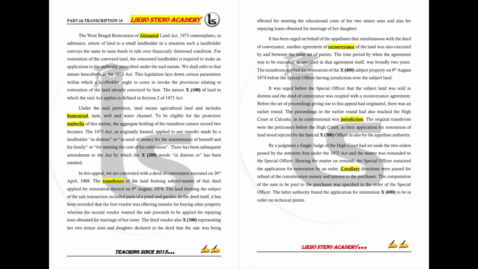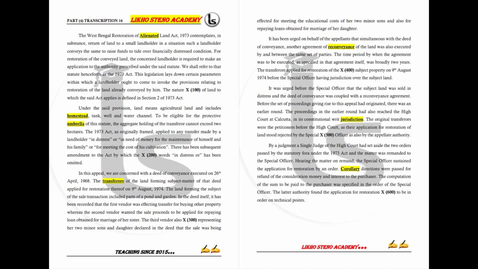The 1973 Act, as originally framed, applied to any transfer made by a landholder in distress or in need of money for the maintenance of himself and his family, or for meeting the cost of his cultivation. There has been subsequent amendment to the Act by which the words in distress or has been omitted. In this appeal, we are concerned with a deed of conveyance executed on 26th April 1968. The transferors of the land forming subject matter of that deed applied for restoration thereof on 9th August 1974.